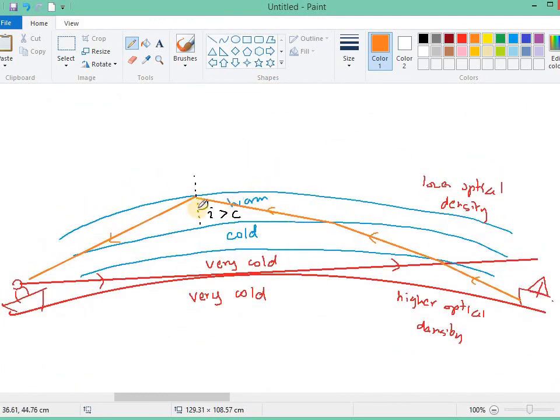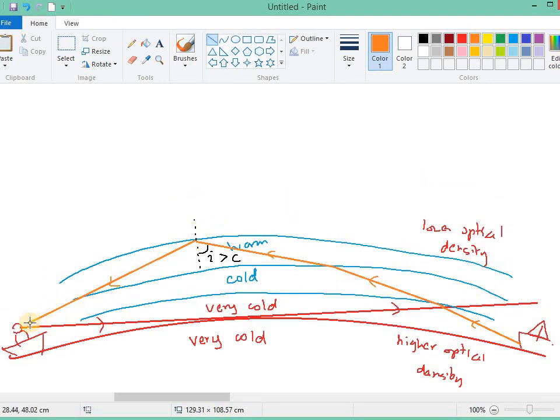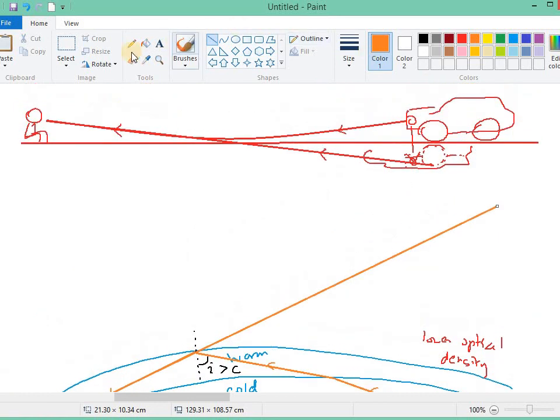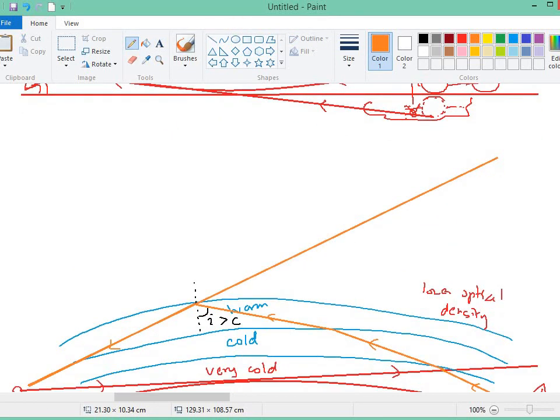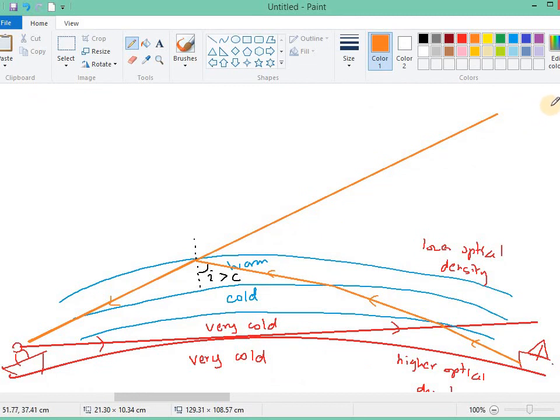If the light bends down like this, then from your point of view, you will see the image of the boat over here. It looks like there's a sea in the sky, and there's a boat here in the sky, upside down like this.